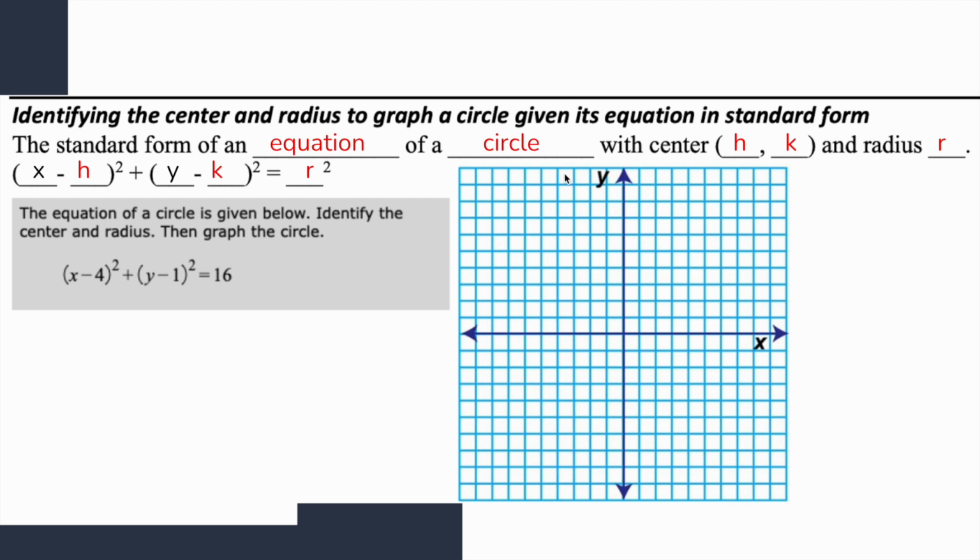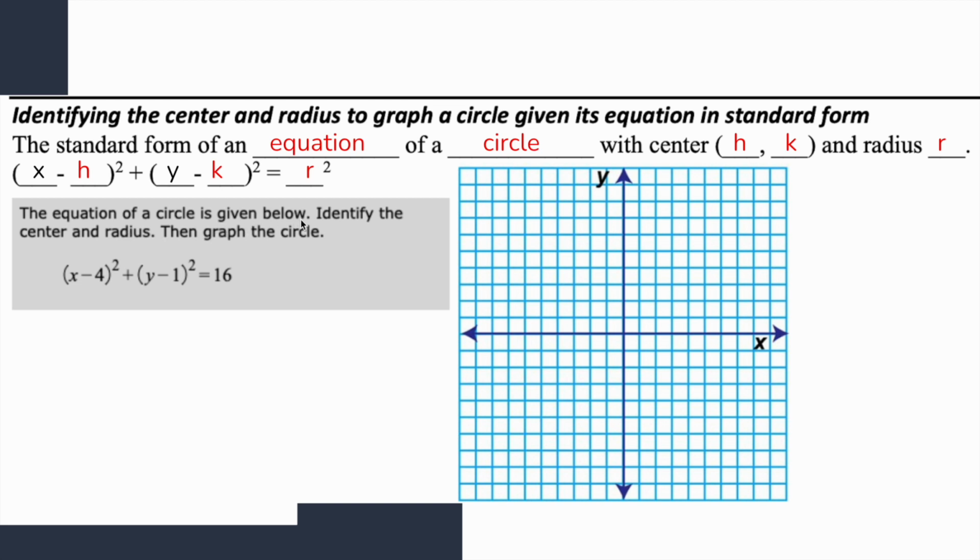So h always goes with x. If you notice, that's the x coordinate for the center, and y and k always go together. Again, k is the y coordinate for the center. So we go (x minus h) squared plus (y minus k) squared equals the radius squared. If I have h, k and the radius, I can very quickly graph this circle because I can graph the center, and then the radius is the distance from the center to the side of the circle. And that is all that Alex really needs in order to graph this.